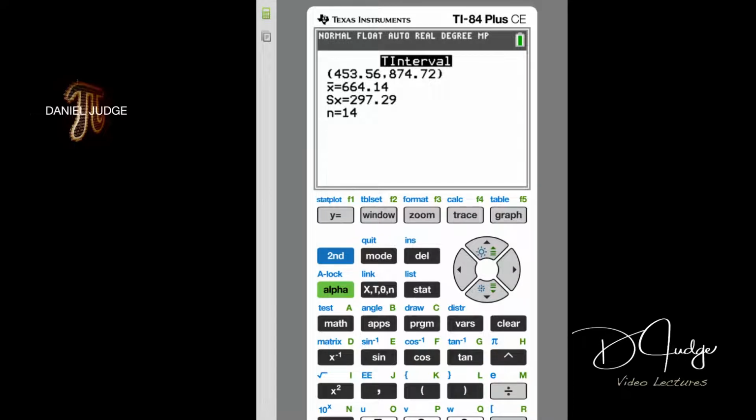29729. Sample size is 14. 98. Looks like we're good, ladies and gentlemen. So we are good. Just want to let you guys know. Okay, so this is number 15.